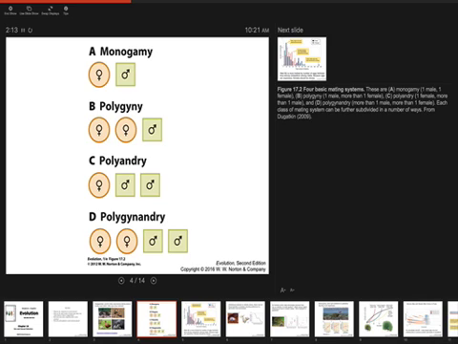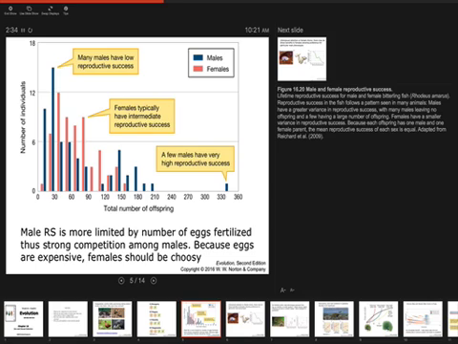This is relatively rare. It occurs in certain seahorses. It occurs in certain kinds of fishes, but it's a much rarer mating system, and I'm not even going to talk about this one, okay? That's an extremely rare mating system. So one of the things we're just going to look at right now is what happens in polygynous mating systems.